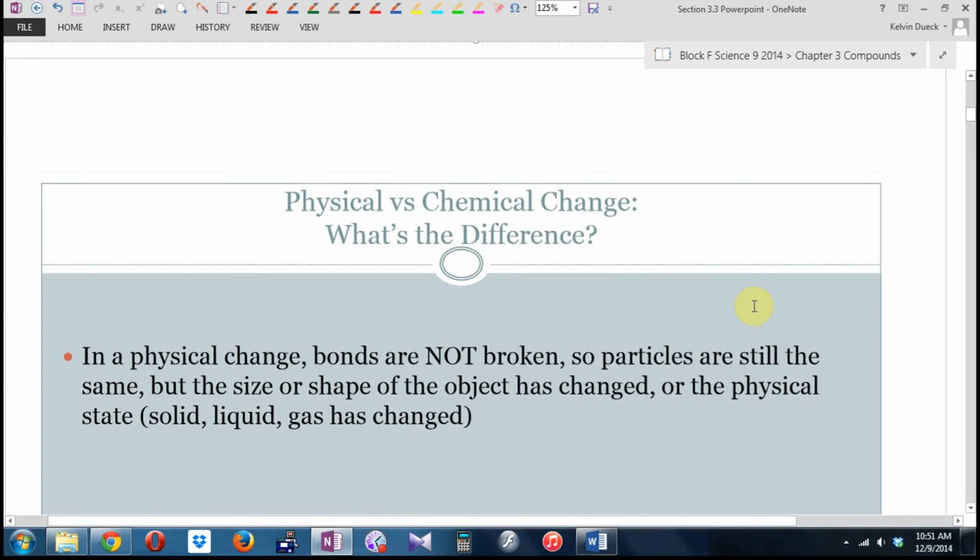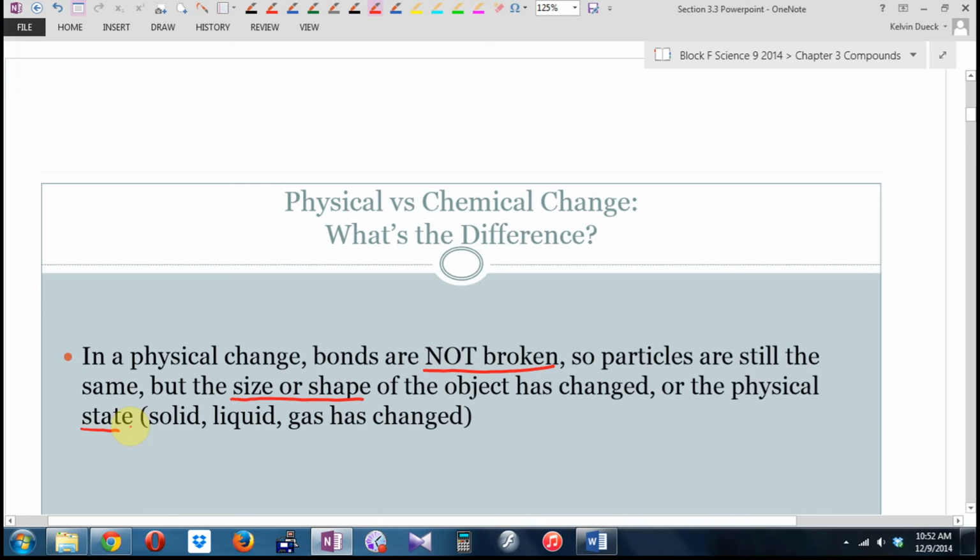So, physical versus chemical changes. What's the difference? In a physical change, here is the key idea. Chemical bonds are not broken. I'll change colors to make it stand out a bit more. So particles are still the same. But the size or shape of the object has changed. Or the physical state. So going from solid, liquid, gas, that's a physical change.